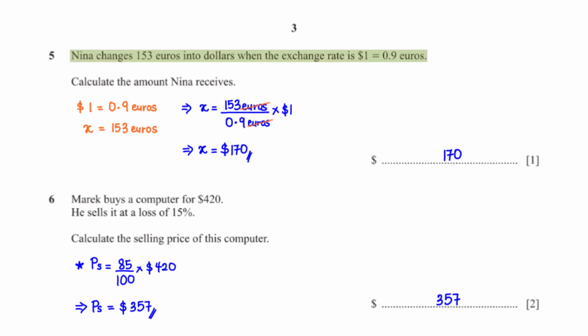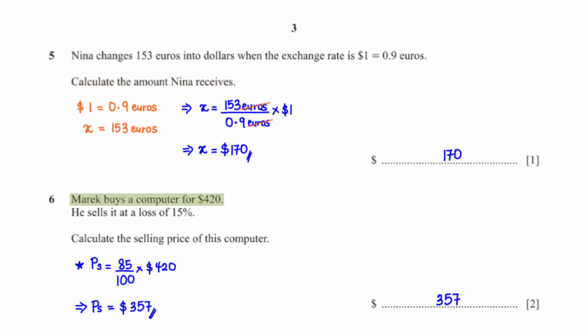Nina changes 153 euros into dollars when the exchange rate is $1 equals 0.9 euros. Calculate the amount Nina receives. First, we set up the conversion ratio. When we cross-multiply and make x the subject, this is what we have. When we type this into the calculator, we get $170.